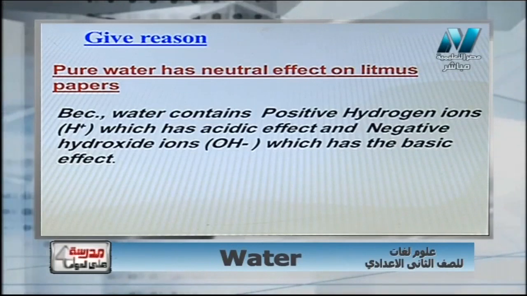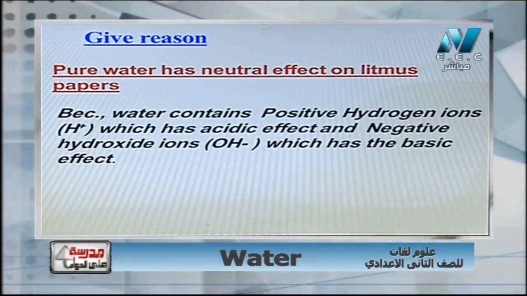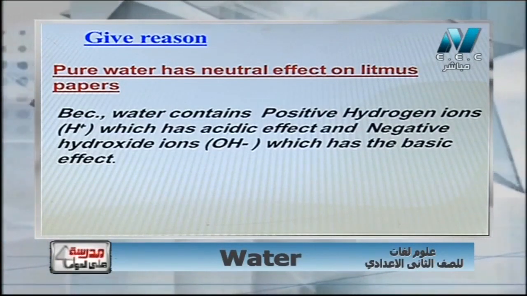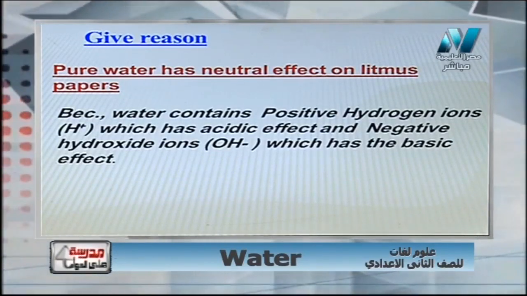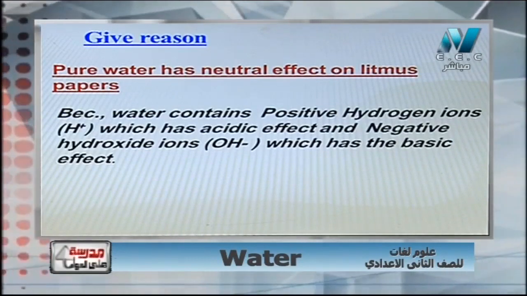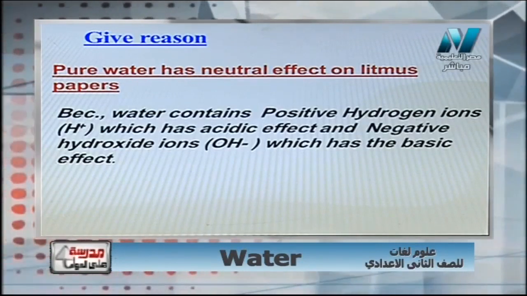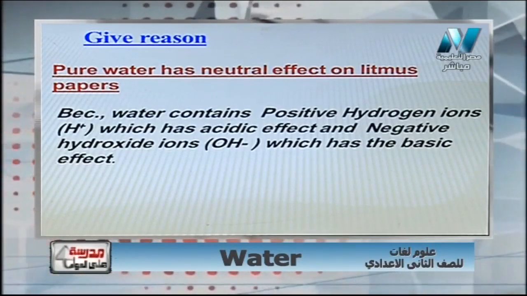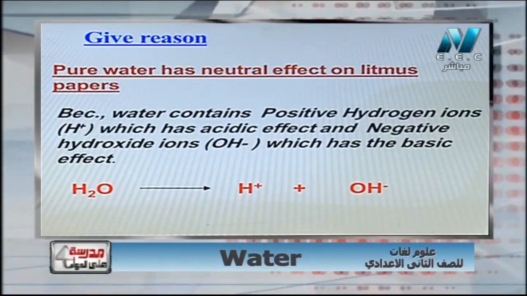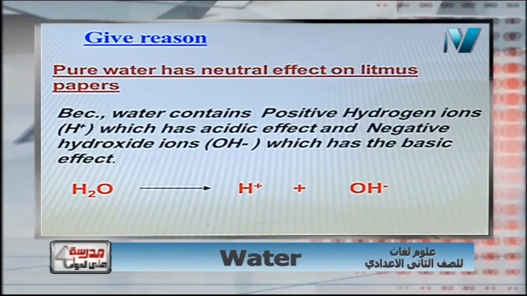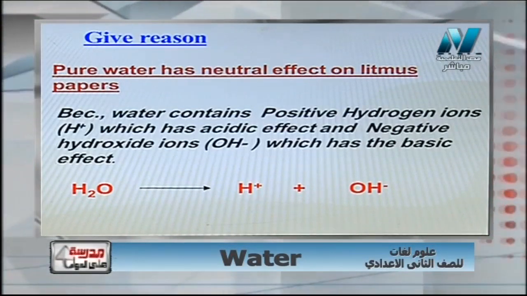What is meant by pure water? H2O only. Neutral effect, so the litmus paper is not going to change, because water has positive hydrogen, hydrogen responsible for the acidic effect, and OH hydroxide ion which has a basic effect. So they are in equal amount and the water doesn't change. This is about the chemical property, or the ionization of water, or its effect on litmus paper. Okay, and this is the equation. Water is ionized into H and OH. They are equal amounts of both of them.